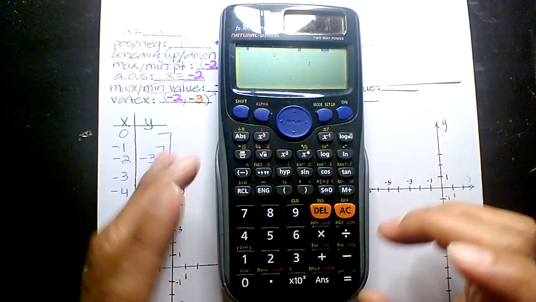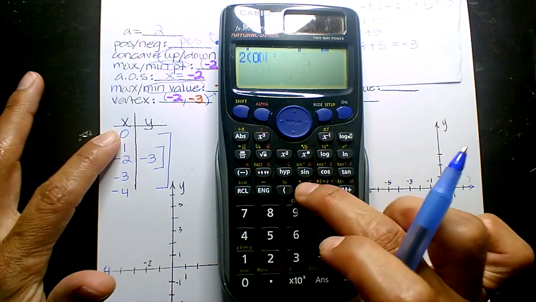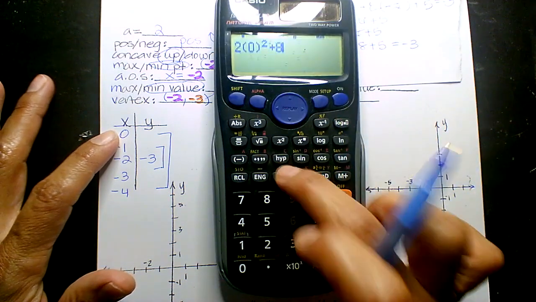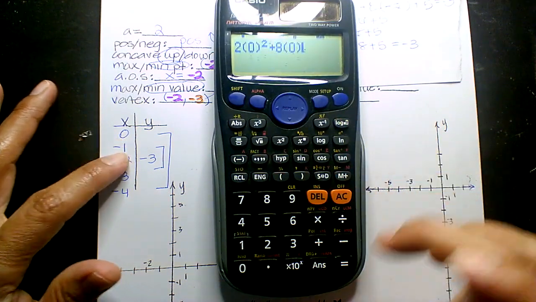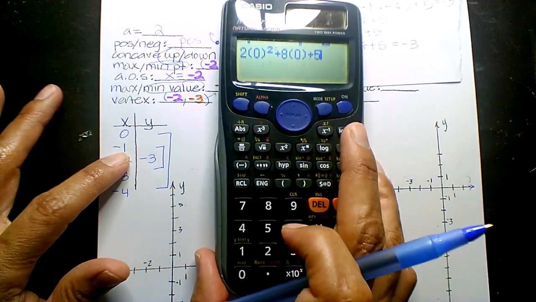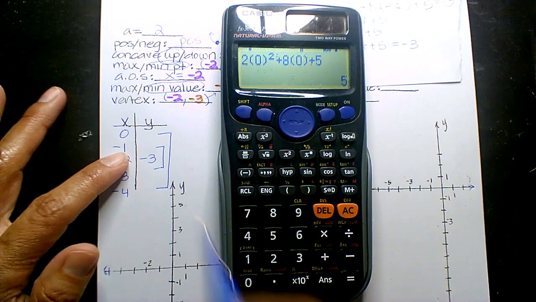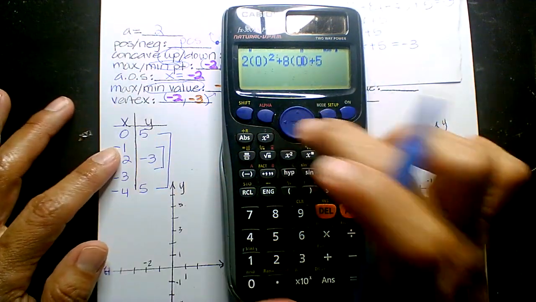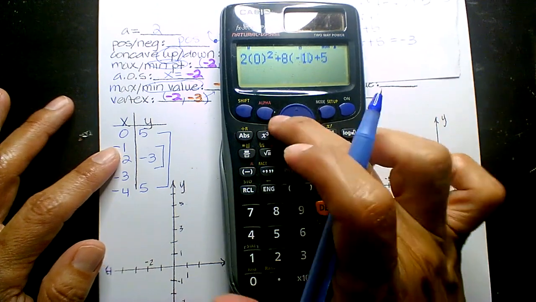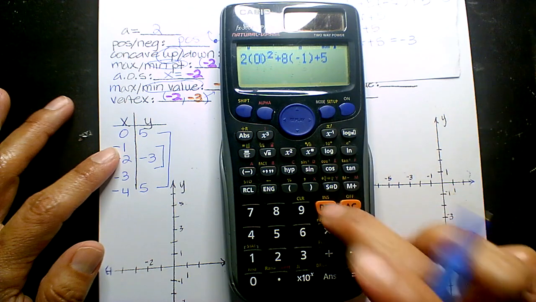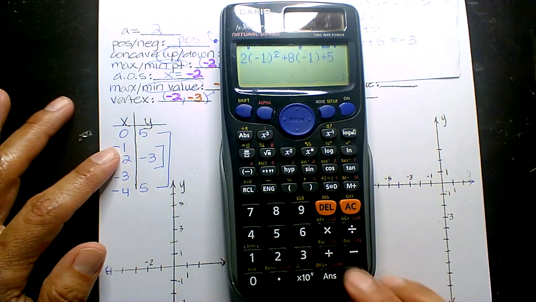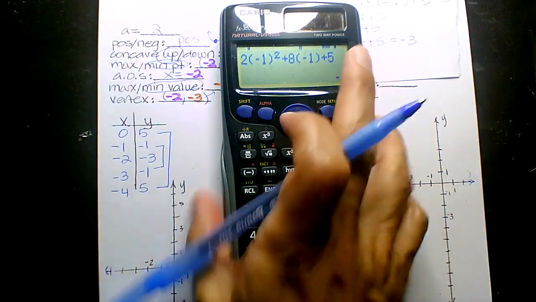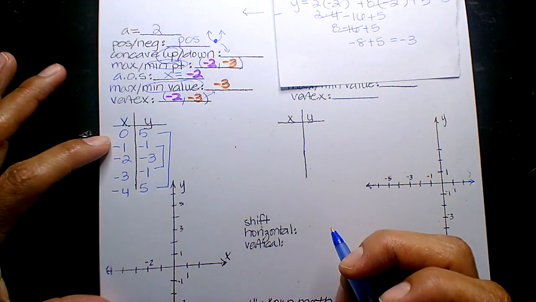Oh, why did I clear it? 0. Oh yeah, it's just going to be 5, but let's type it. Plus 5. Yeah, you can see. All right, so I got 5, and then -1. And then just plot it.